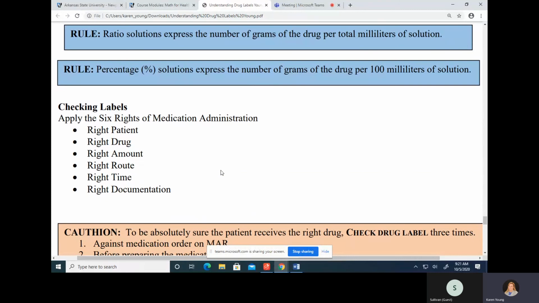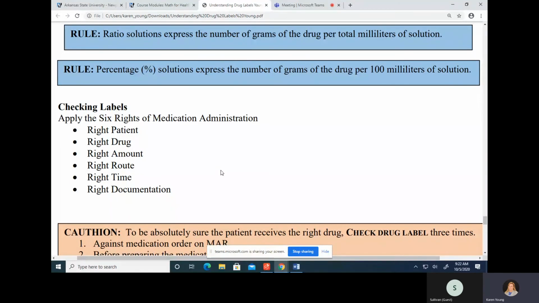Chapter 9, I don't remember if Chapter 7 actually, or 8 has the 6 rights of medication, but I know Chapter 9 has the 6 rights of medication in it. Know the 6 rights. Right patient, right drug, right amount, right route, right time, right documentation. There's more than 6 patient rights, I think there's like 10 or 12 or something. But for the medication administration, there's 6 rights.